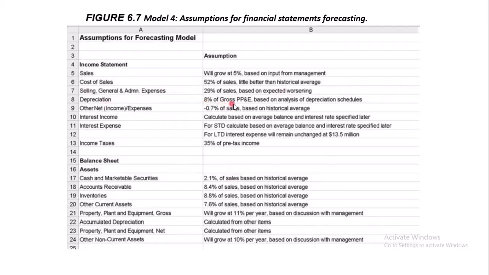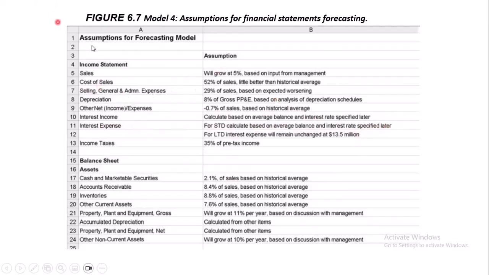You'll expect this to take on 29% of sales based on expected worsening in cost factors. Depreciation is going to be 8% of gross PPE based on analysis of the depreciation schedule, right? And then other net expenses will be minus 7% of sales based on historical averages. And then, of course, we have interest income. We calculate our interest income based on the average balance and interest rate specified later. We'll have our interest expense. For short-term debt, you calculate based on the average balance and interest rate specified later.